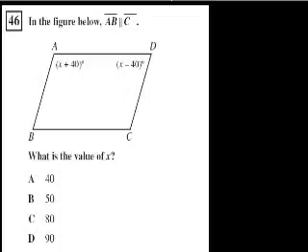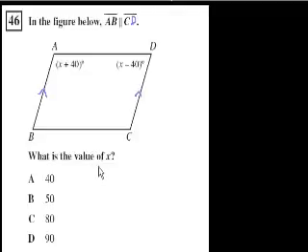We're on problem 46. In the figure below, line segment AB is parallel to C. I think there's a typo here. I've got to believe this has got to be CD. That's got to be a typo. All right, so AB, I'm assuming, is parallel to CD. That's probably what they wanted to have because you can't be parallel to a vertex.